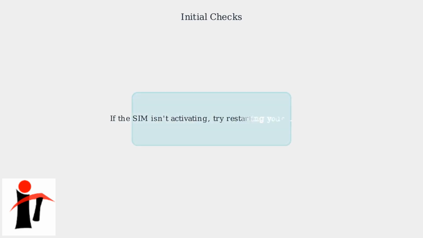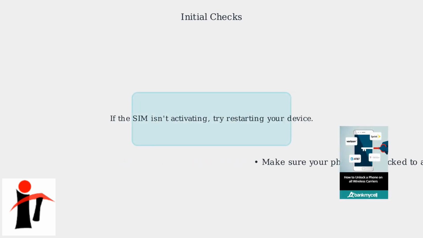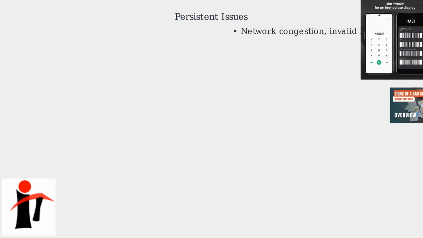If the SIM isn't activating, try restarting your device. Make sure your phone isn't locked to another carrier. If issues persist, the problem may stem from network congestion, an invalid IMEI number, or a defective SIM card.